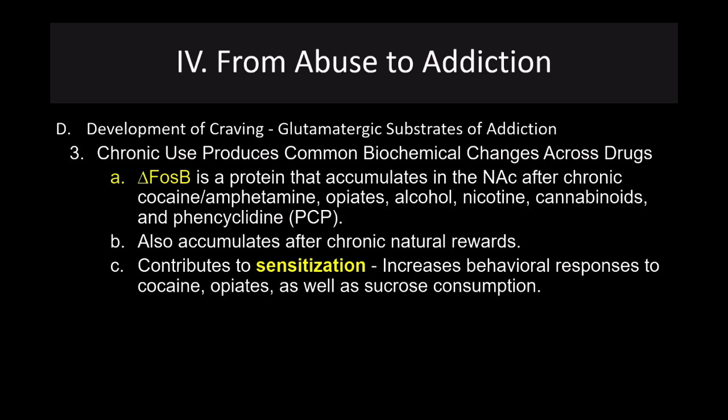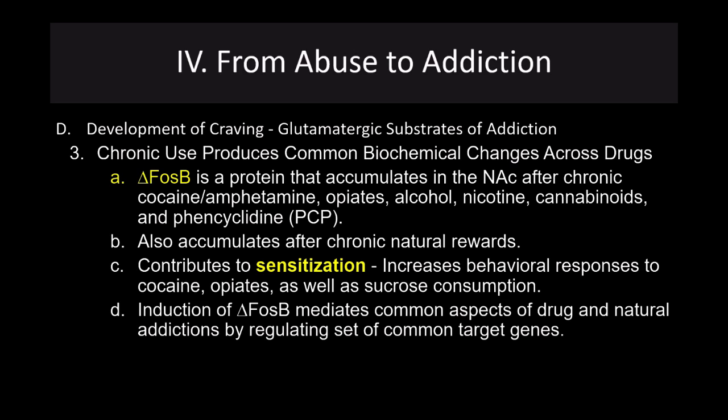So these behavioral responses to cocaine, opioids, opiates, I know I'll get that out eventually, are because of this buildup of delta FosB. This also increases sugar consumption. So oftentimes people who are addicts or have used quite a bit of drugs crave sugar. The induction of delta FosB mediates some common aspects of drug and natural addictions by regulating a set of common target genes. And so this is genetic regulation.